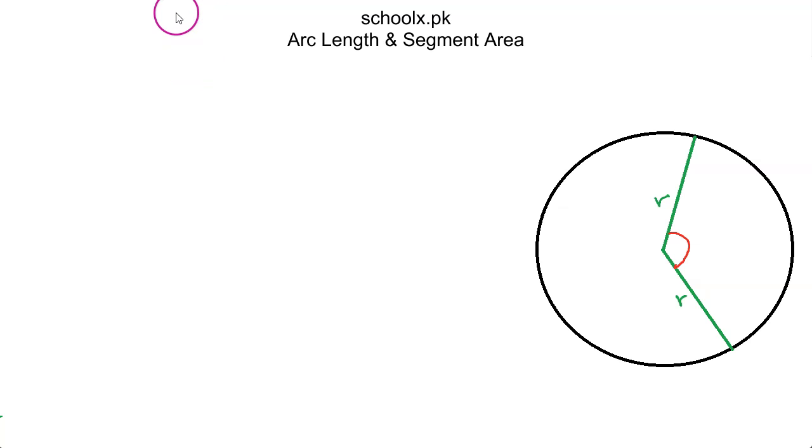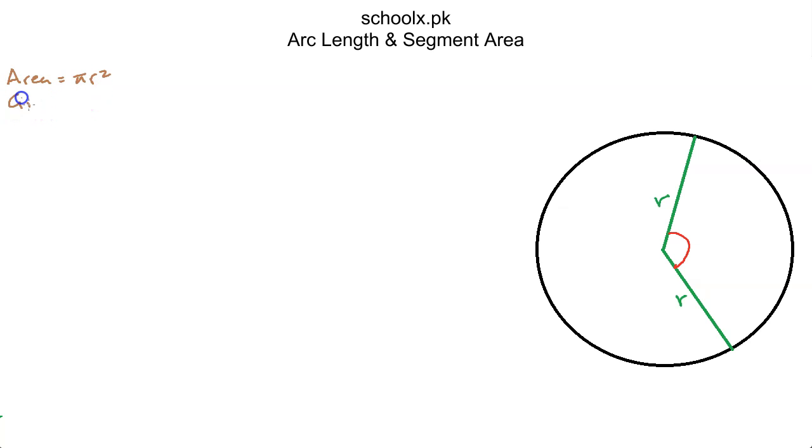We know that the area of a circle is pi r square. Area of a semicircle is pi r square divided by 2. Area of a quarter circle is pi r square divided by 4, where r is the radius of the circle and pi is either 22/7 or 3.142.